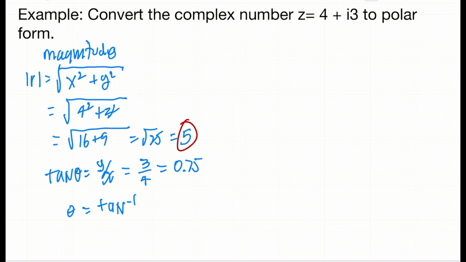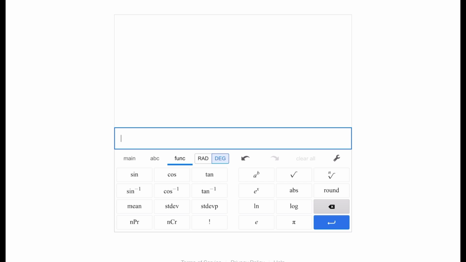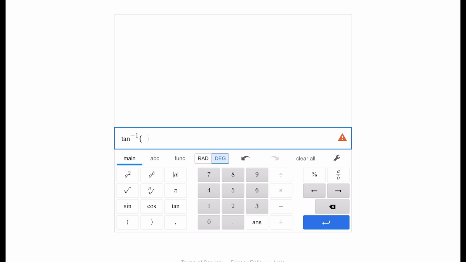What we're going to do is use our Desmos calculator to do this calculation. So this is the Desmos scientific calculator. And what I want to do first of all is open up the more functions because I need to get into the tan inverse function. And then I'm going to go back to the main, type in 0.75, close the parentheses, and that's going to give us 36.87, and it's going to be in degrees. Notice the degrees is highlighted. Now if we want to convert it to radians, it's 0.643 radians. So that's going to be the answer for our angle.